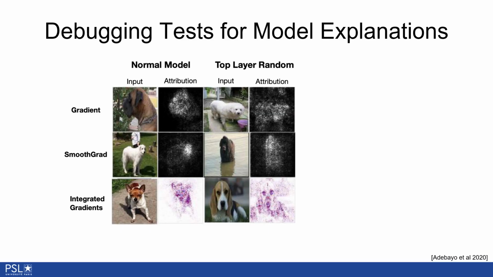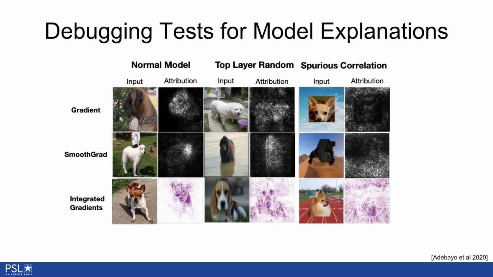However, if the model contains bugs, can saliency maps be used to identify them? This is precisely what this study aimed to assess. Here are a couple of examples of saliency maps produced by a model in which the top layer was randomized. And here are a couple of examples of a model in which spurious correlations are added in the background.